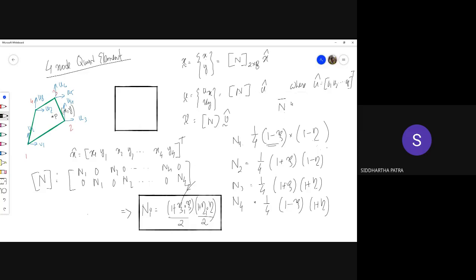We also learned that we could represent N in a vector format as well, where it is going to be N1, N2, N3, N4. Have you written down the expressions for N1, N2, N3, and N4? Can I clear the canvas?